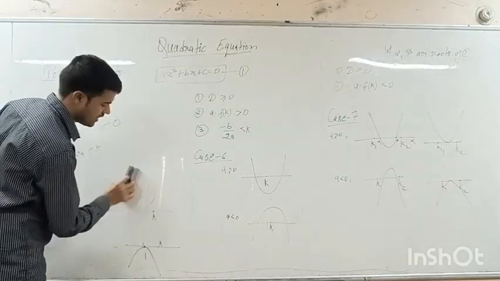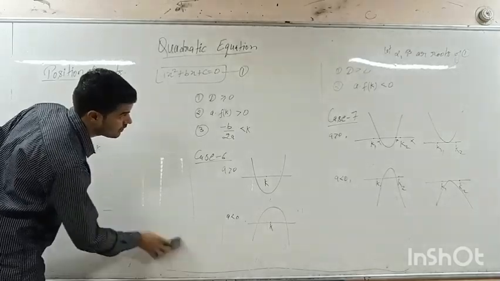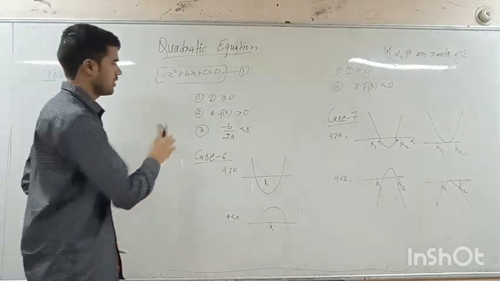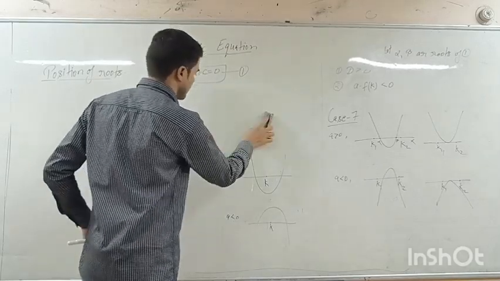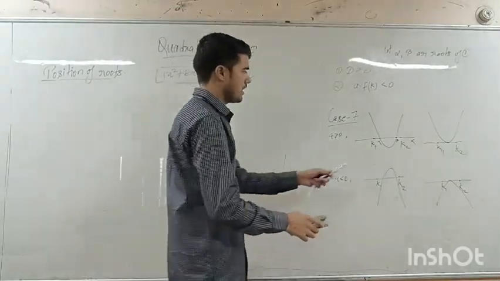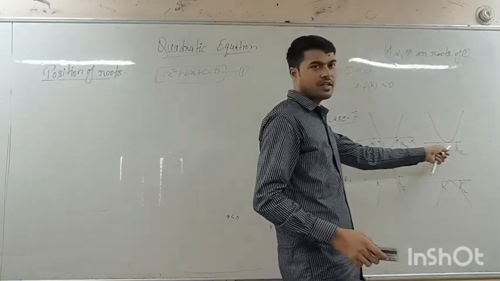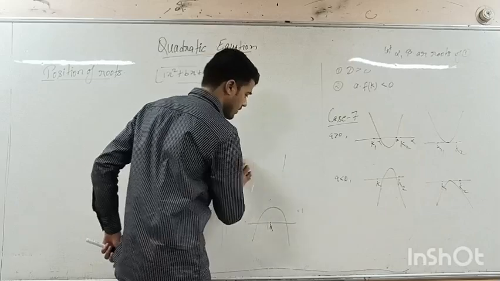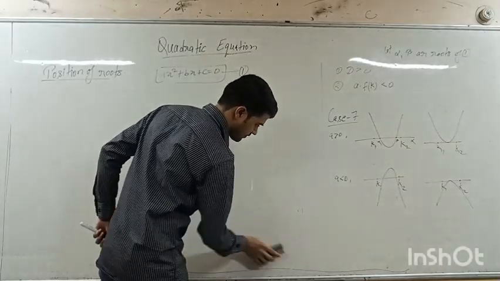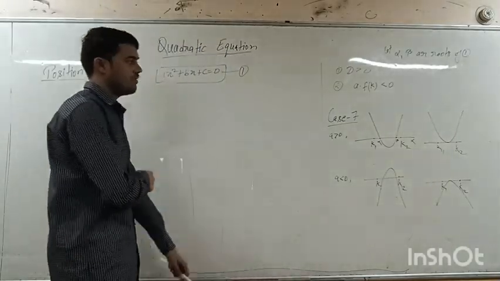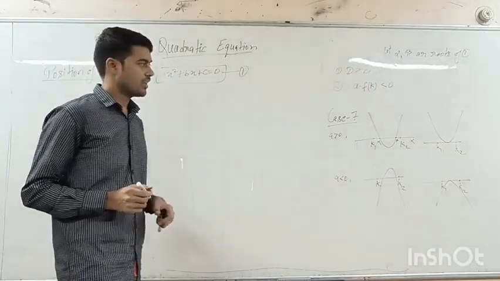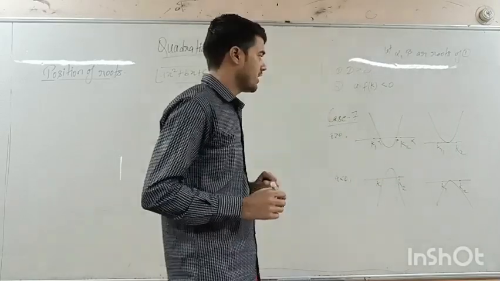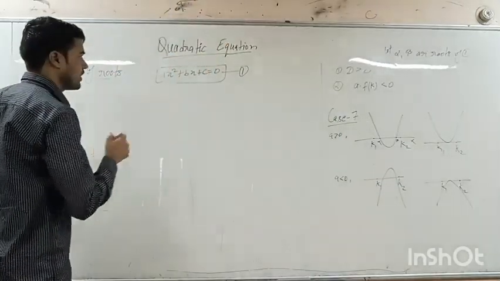Can we say anything about minus b by 2a? We can actually say that minus b by 2a will be here and here in this graph. So what can we say? If alpha and beta are between k1 and k2, then minus b by 2a will also be between k1 and k2. So what are the conditions here?